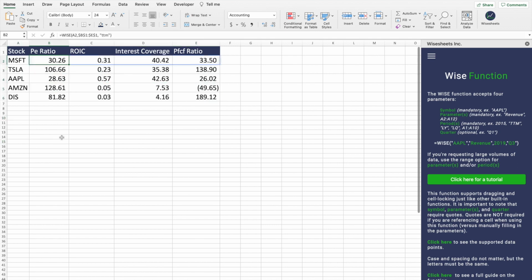Now keep in mind, I am using TTM, which I think is a very accurate way of comparing these metrics because it removes the seasonality of different quarters. However, you could also do this for specific years, like I could change this to 2021, or I could even say 2021 Q2 for all of these companies as well.